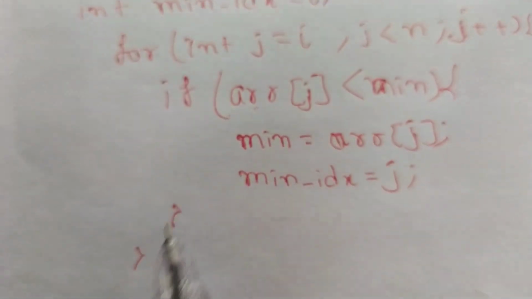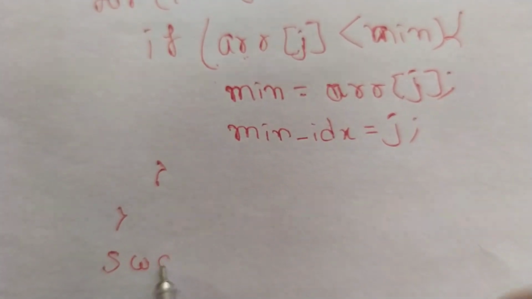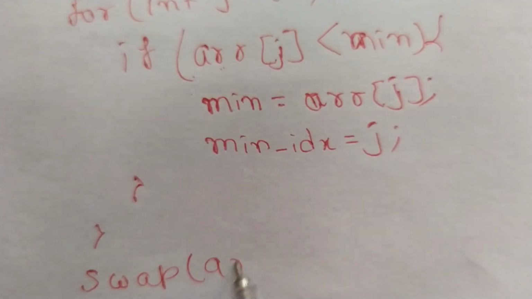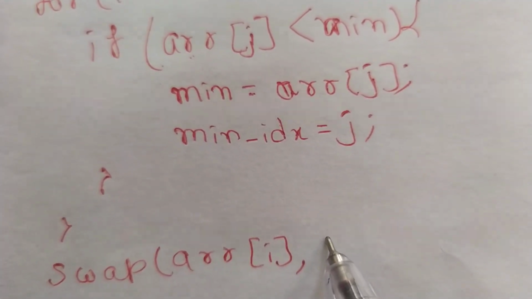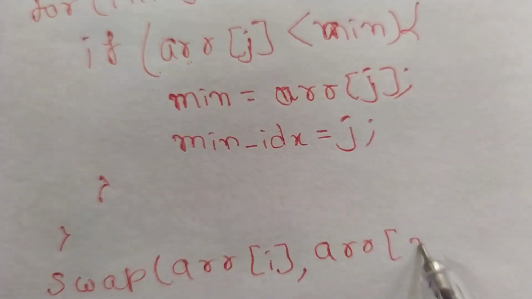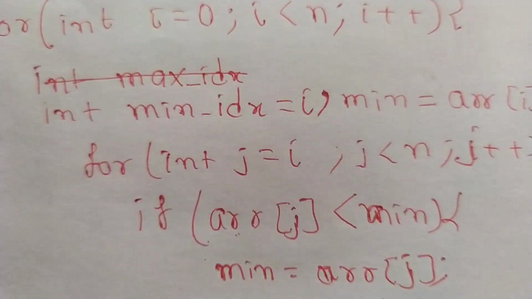Then after completing this inner for loop, we are going to swap. We will be swapping array[i] with the array element at the minimum index. So this is the code part. I hope you got it.